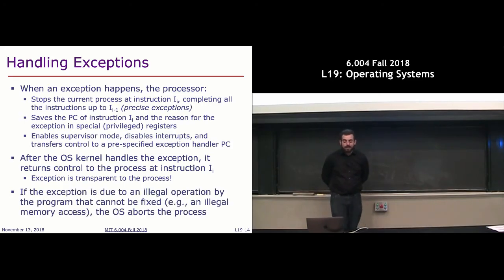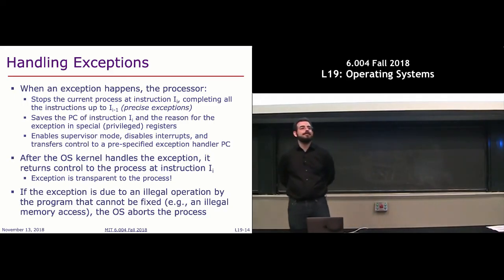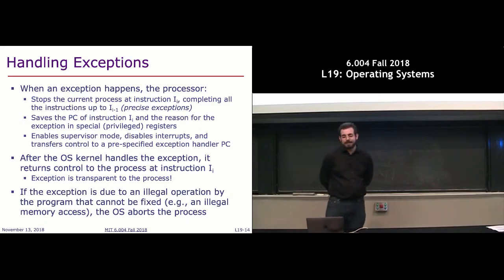The other option is that this exception is actually due to something that the process did that it shouldn't have done. For example, there was a bug in the program and you tried to access memory that you shouldn't have accessed, or executed data as code and ran into some garbage instructions. In that case, the operating system basically aborts the process. It just stops it, and that ensures that nothing bad happens. Okay, any questions?